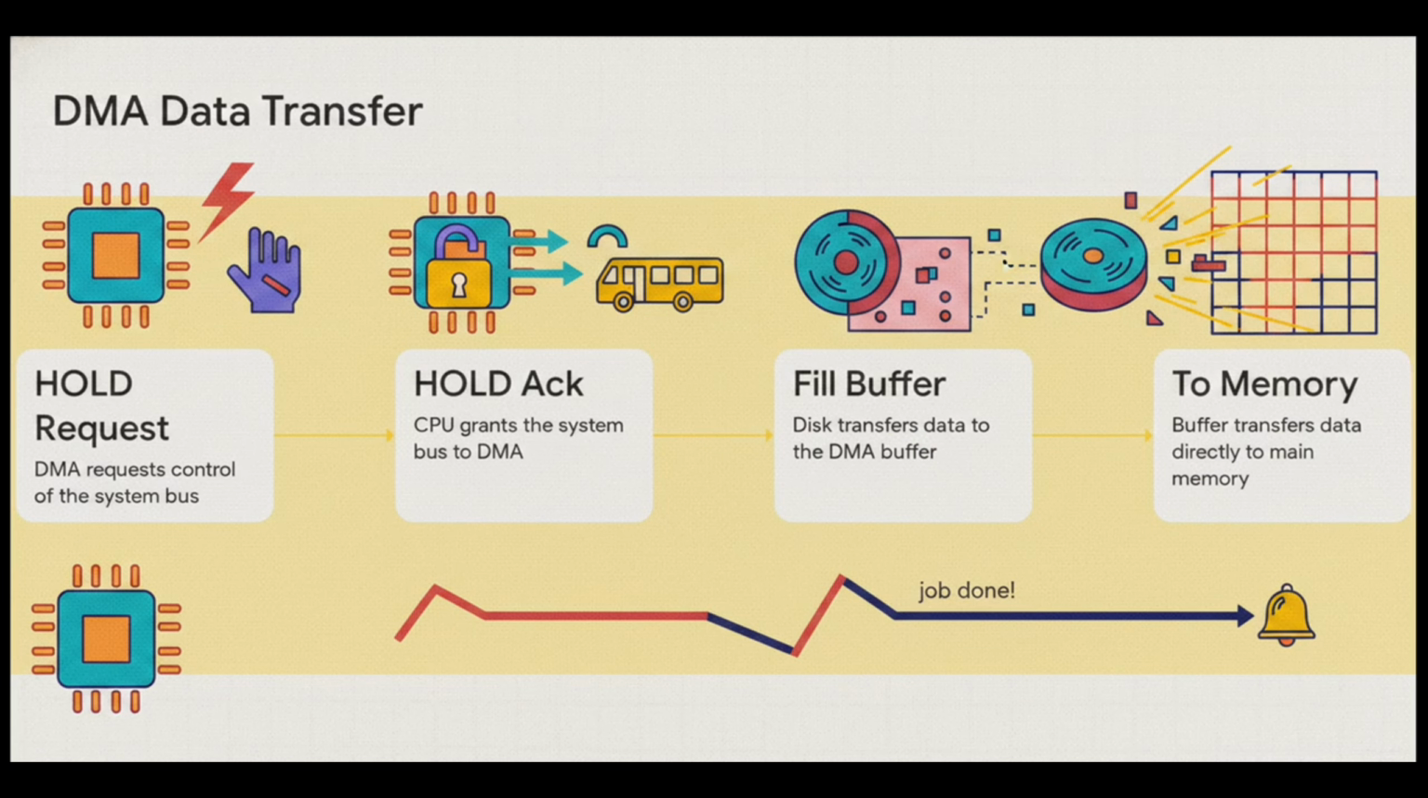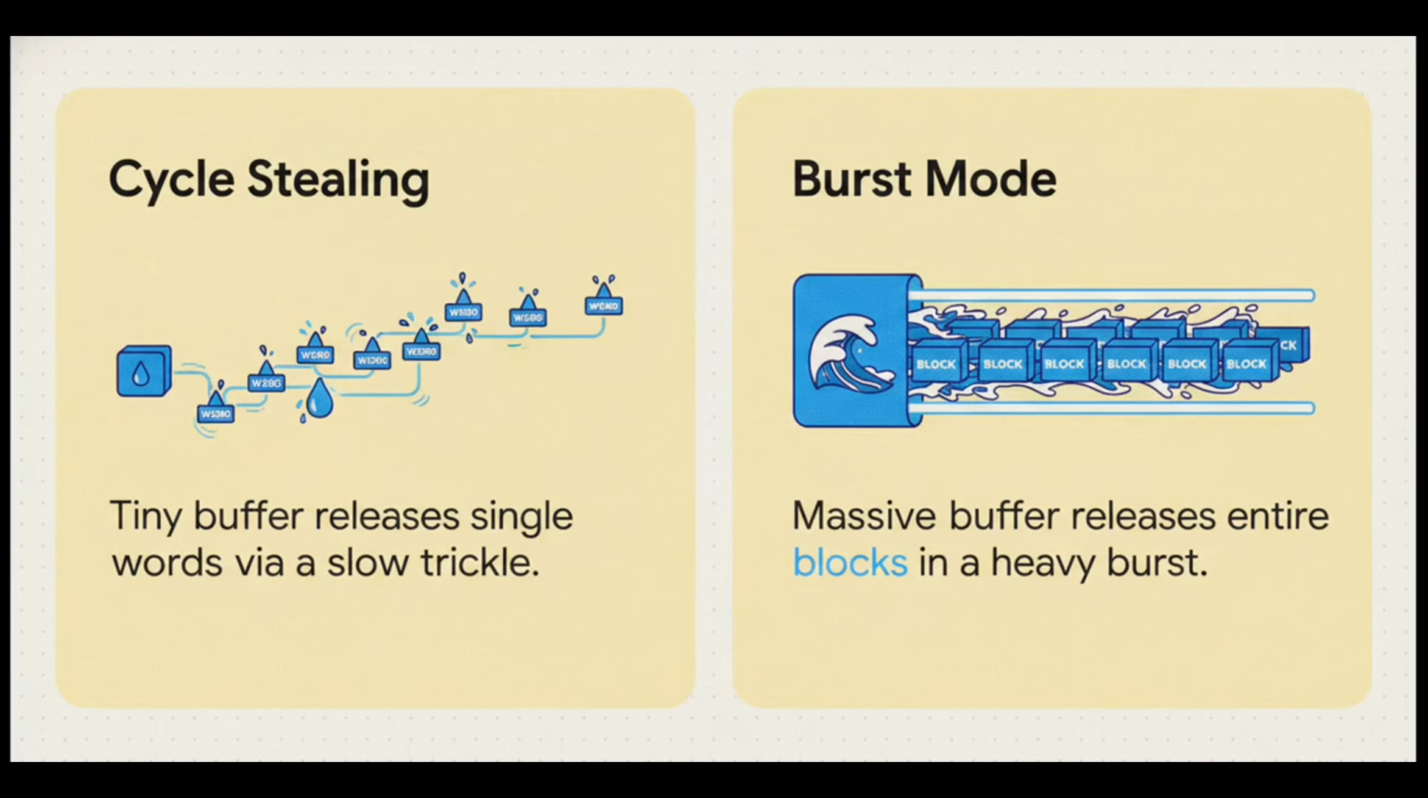So how does DMA actually do the work behind the CPU's back? Well, it uses a strict handshake protocol. First, the DMA controller sends a hold request to the CPU, asking to temporarily hijack the system bus. The CPU finishes its current tiny task and grants access with a hold acknowledgement. Now the DMA is running the show. The slow disk transfers data into the DMA's local interface buffer. Finally, the buffer blasts that data directly into main memory. And once the entire block is transferred, the DMA sends one single interrupt to tell the CPU, hey, the entire job is done.